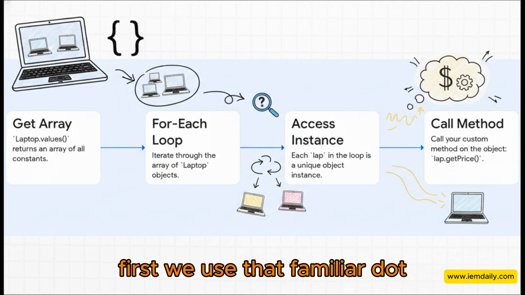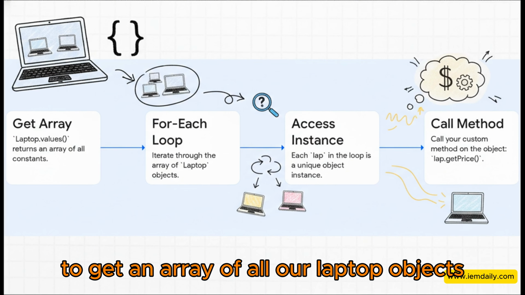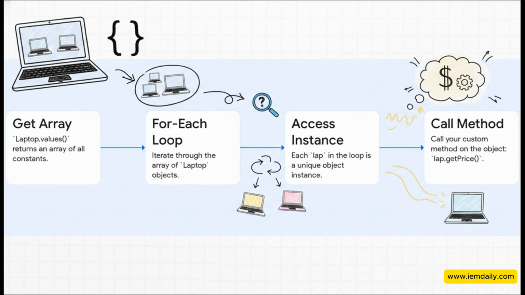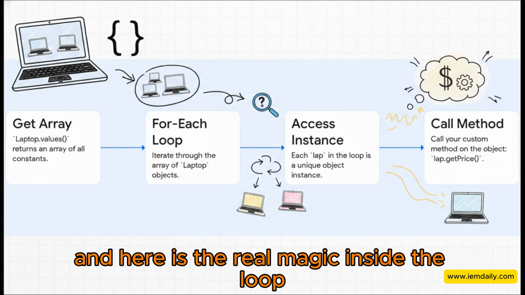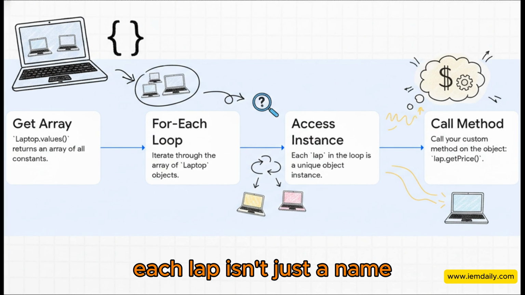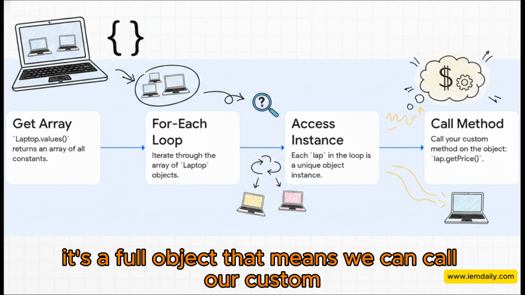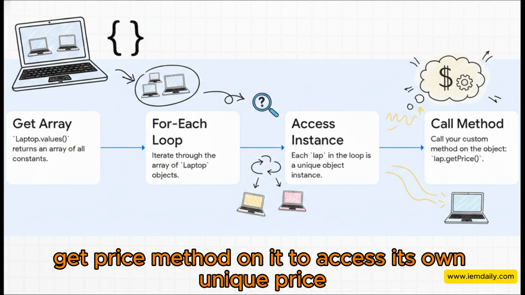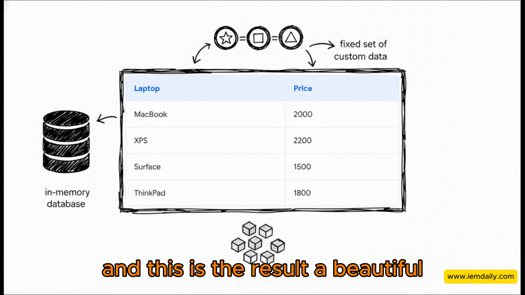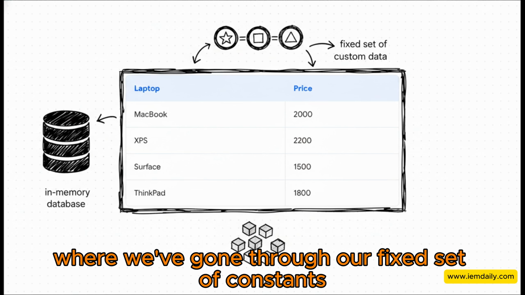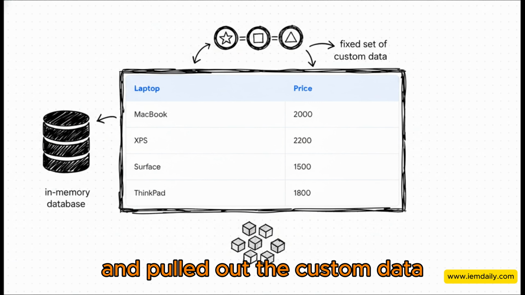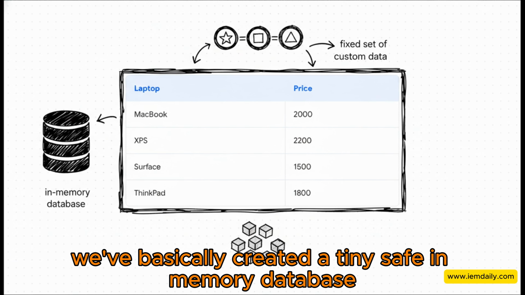First, we use that familiar .values method to get an array of all our laptop objects. Then, we can just loop through that array. And here is the real magic. Inside the loop, each lap isn't just a name, it's a full object. That means we can call our custom getPrice method on it to access its own unique price. And this is the result. A beautiful, clean output where we've gone through our fixed set of constants and pulled out the custom data we attached to each one. We've basically created a tiny, safe, in-memory database.